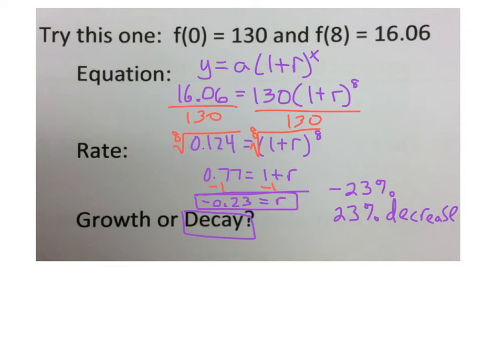Okay, so you should have ended up with a 23% decrease for this function. Negative 23% you could write it as, or 23% decrease. You should not write negative 23% decrease, because that'd be like a double negative kind of situation. So it's a decay situation, and the rate is negative 23%.